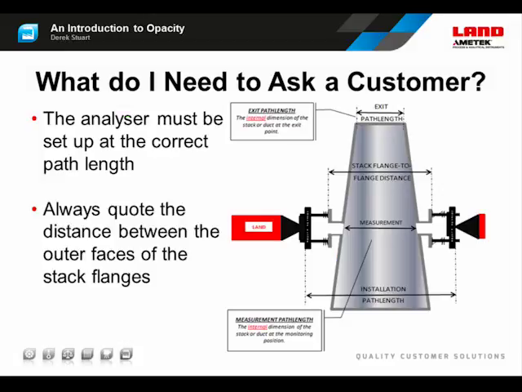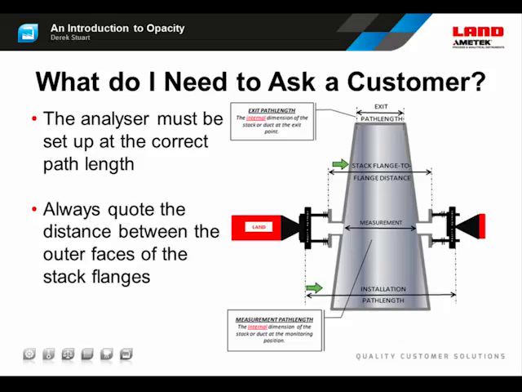In order to set up and configure an opacity monitor, there's a few things we need to know. First of all, we need to know the hardware that the customer actually requires, but we also need to know a number of things about the installation so that we can configure, focus, and calibrate the analyzer. And we do need this information with the order. So the first thing we need to know is the stack flange-to-flange path length. And that is the distance between the flanges mounted on the stack.